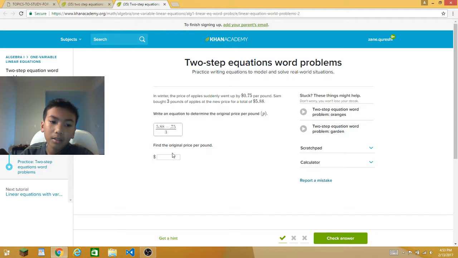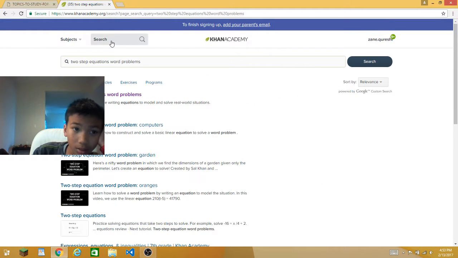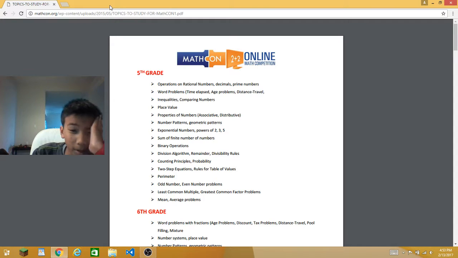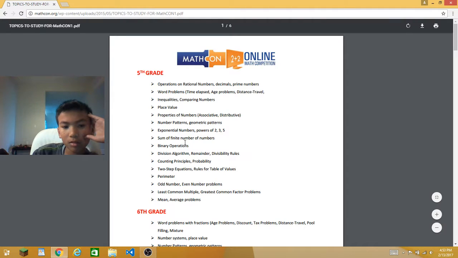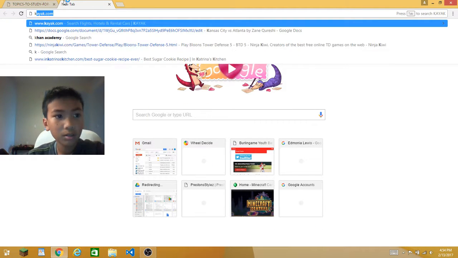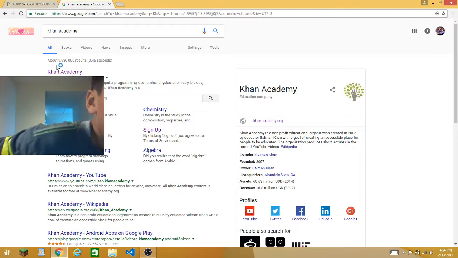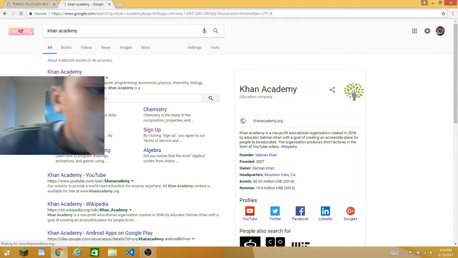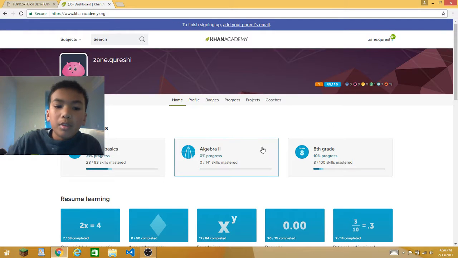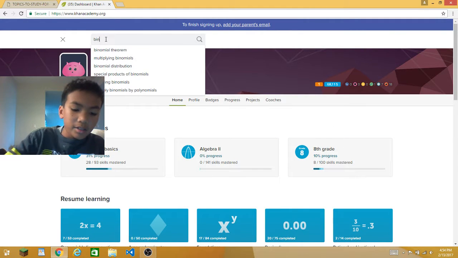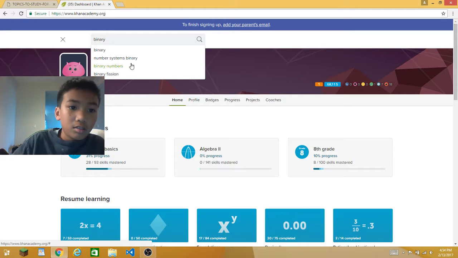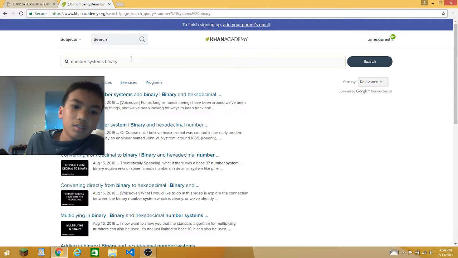There you go. Bad thing, but yeah, I'll figure that stuff out later. Next thing, inequality in comparing numbers. Easy peasy. Place value. Easy peasy. Properties. Exponentials. Easy. Binary operations. I'm gonna go with binary operations this time because we're gonna use binary. Let's search up binary. There we go. Binary.